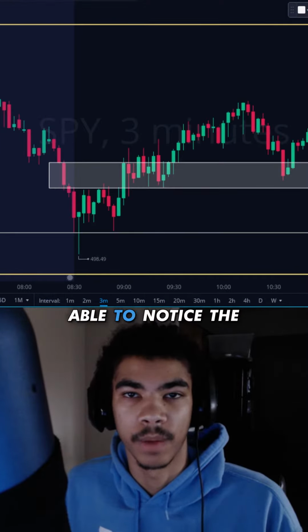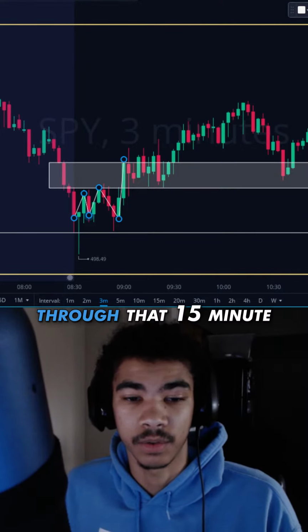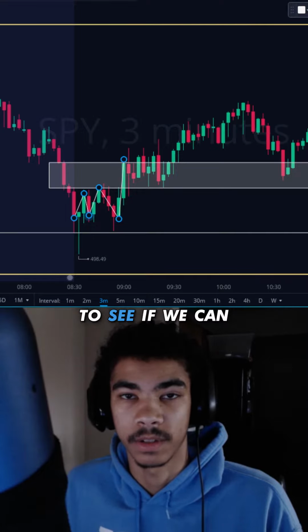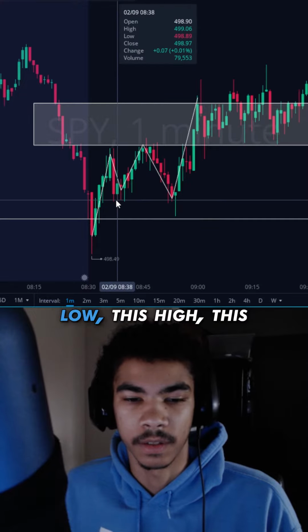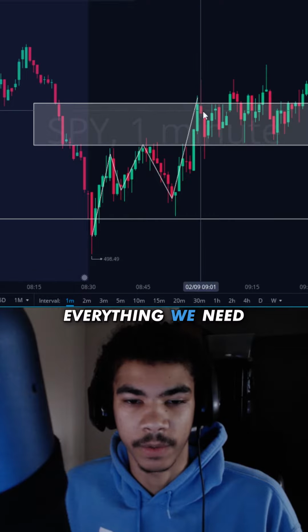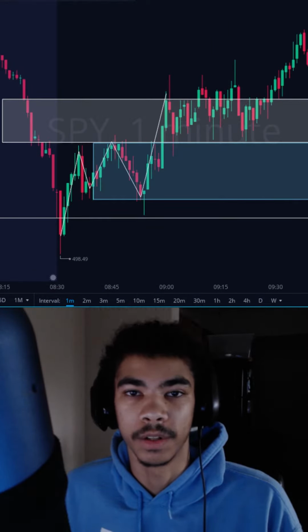Here on the 3 minute, we're able to notice a market structure shift right here. And this shift just happens to take us through that 15 minute fair value gap. We're going to continue to drop to our lower time frames to see if we can gain an entry to this trade. Here on the 1 minute, if we focus on this low, this high, this lower low, and this higher high, we have everything we need to frame a breaker block. So here we have our bullish breaker block.